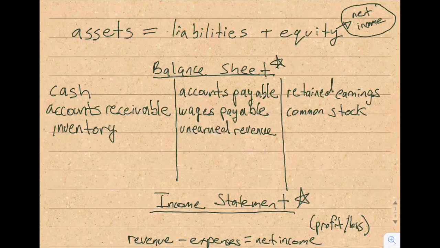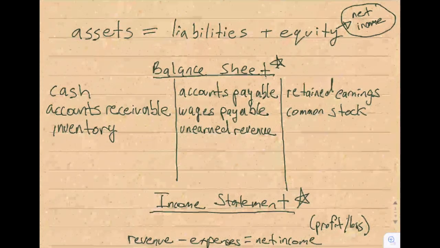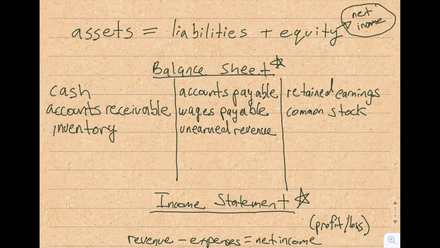But let's go back up to the accounting equation, to the balance sheet, and let's talk about this relationship a little more. Notice I point to net income as stemming from equity. Net income, remember, contributes to equity. It contributes because retained earnings is a part of equity. So regardless of whether your net income is positive or negative, you have net income, and that's going to feed into your retained earnings, which makes up your equity account.